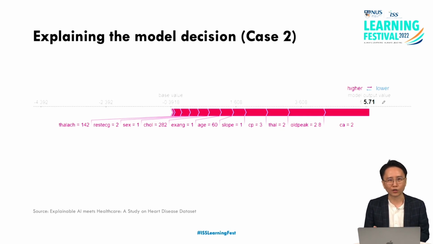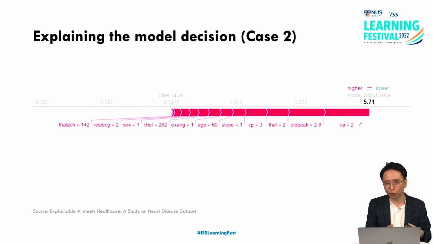So what causes the model to make that prediction? We can see that all the 13 features contribute to reach that decision. Or, put another way, all the features work against the patient. And among all the features, CA has the largest contribution.